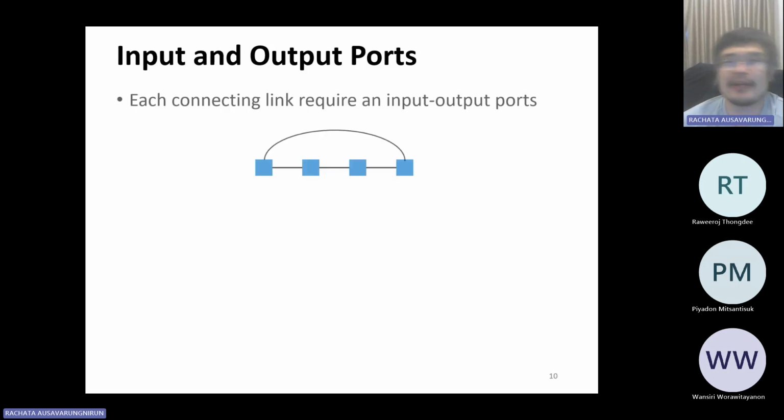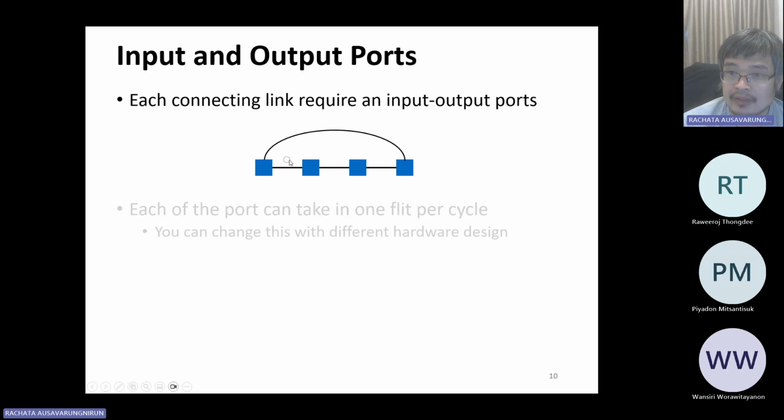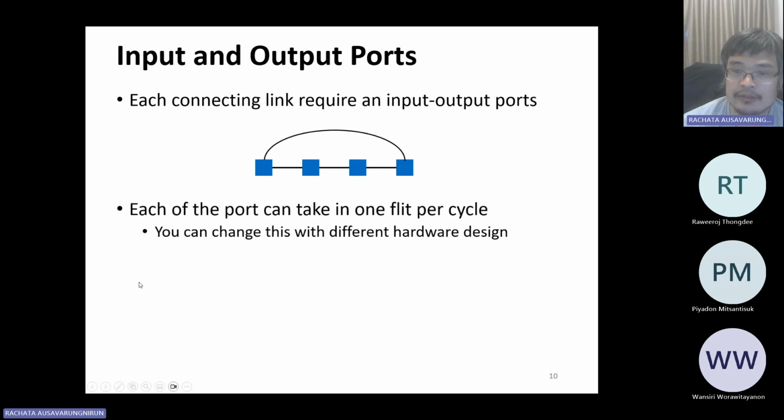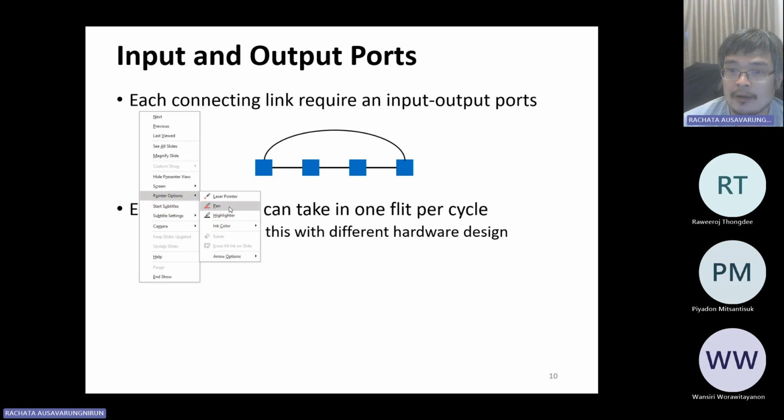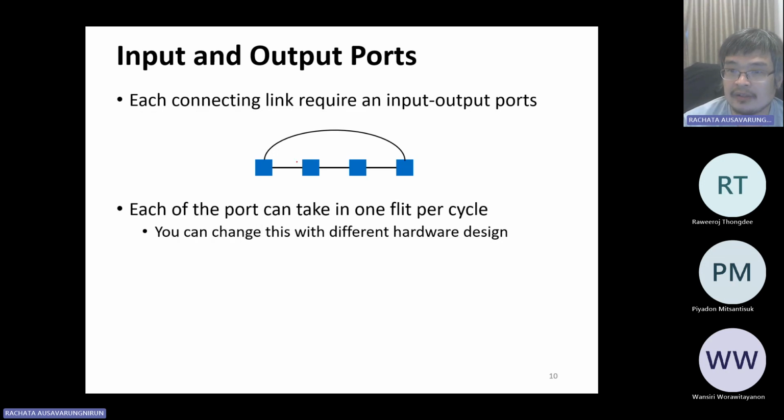Basically, when you have the router in the network, they would have the input and the output port. In this case, for example, if you look at this middle node, what you have is basically the west output and the east output. You also have the east input and the west input. So this becomes the port. Each port will have the buffer to put things in.